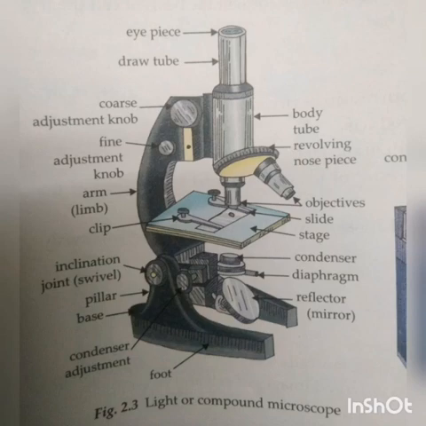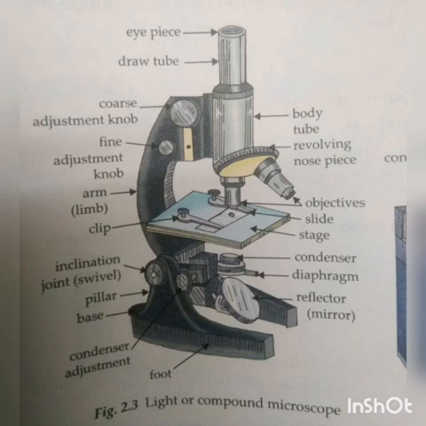Light microscope is commonly used in a school laboratory. It contains a glass lens and uses visible light that illuminates and passes through the specimen for magnification and observation. The magnification of a light microscope ranges from 100 to 1500 times.